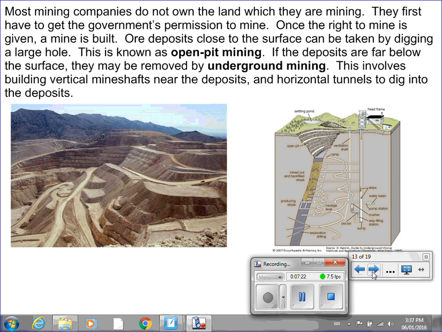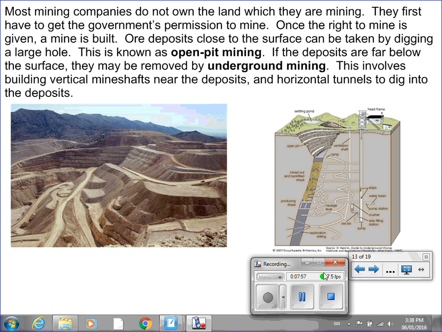Most mining companies do not own the land which they are mining. They first have to get the government's permission to mine. Once the right to mine is given, a mine is built. Ore deposits close to the surface can be taken by digging a large hole. This is known as open pit mining. If the deposits are far below the surface, they may be removed by underground mining. This involves building vertical mine shafts near the deposits and horizontal tunnels to dig into the deposits.